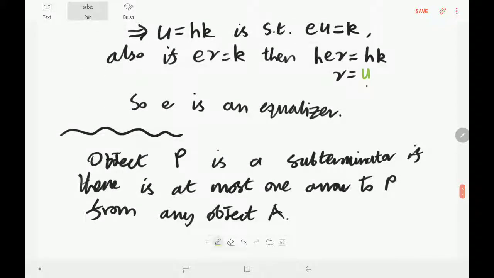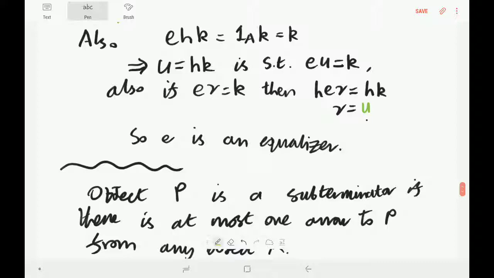I'm not doing this other exercise, but it does introduce some new terminology, so I'll just mention it. We say an object P is a subterminator if there's at most one arrow to P from any object. So it's like a terminal object, but we don't require there to be exactly one arrow from any object, just at most one arrow. Okay, that's going through those exercises.